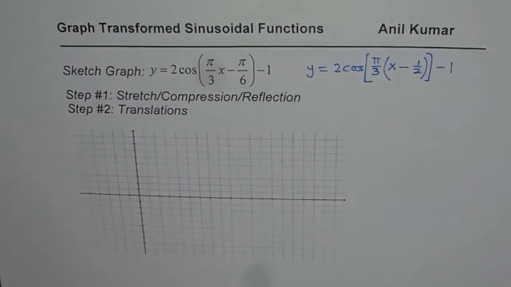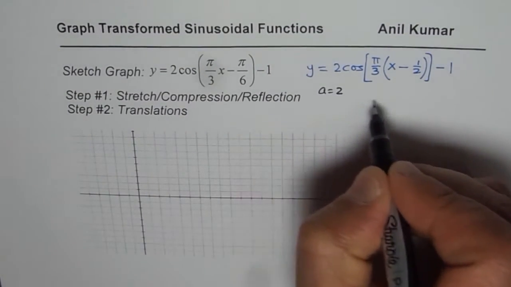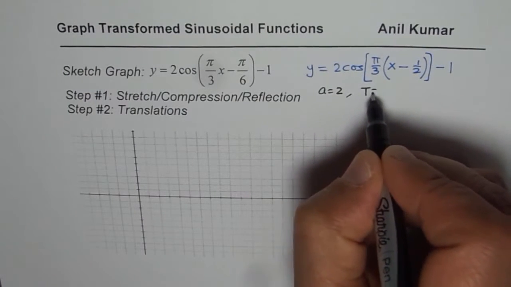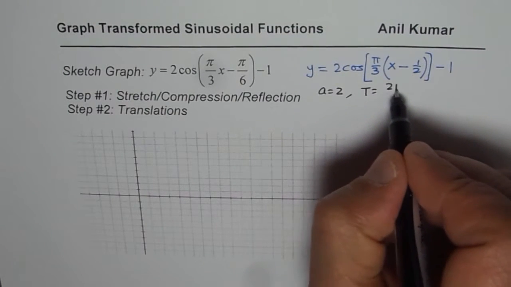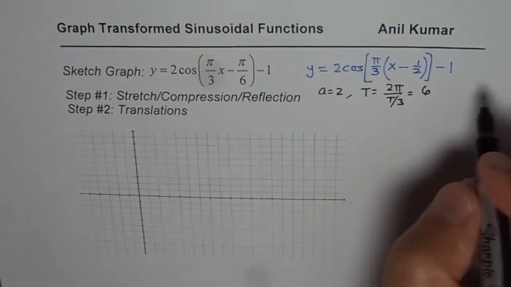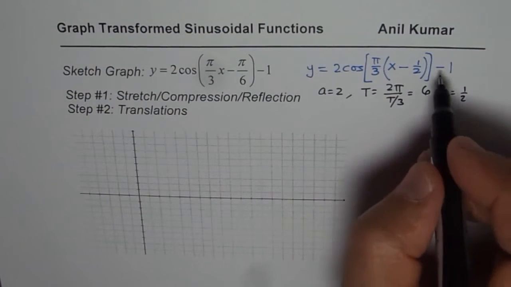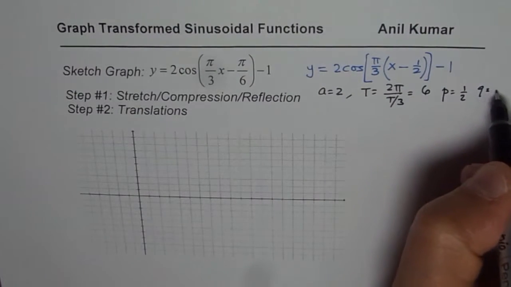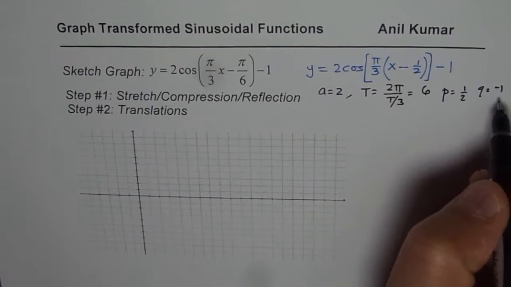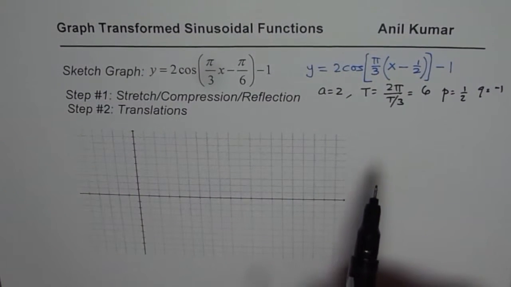At this stage, what we have here is that the amplitude is 2, and time period T will be 2π by π/3, or time period is 6. Phase shift is half unit to the right, and the q value is 1 unit. Let me write minus 1 unit down, right? So these are the characteristics of your graph.